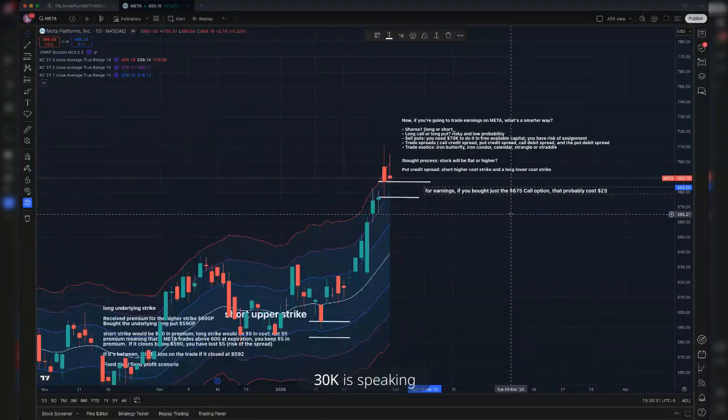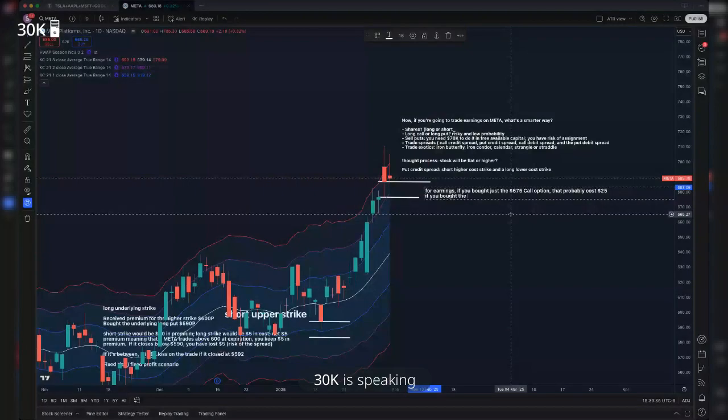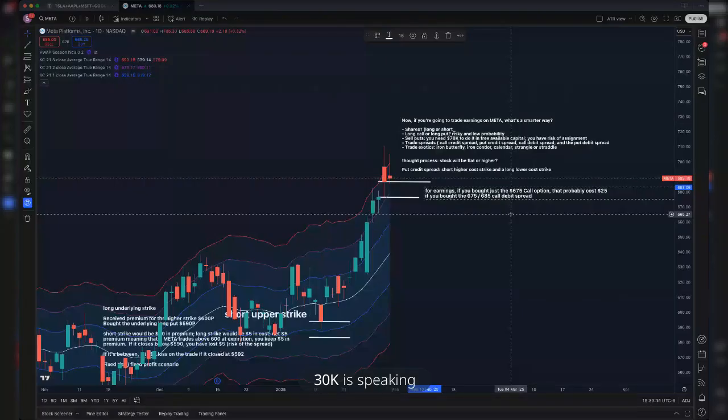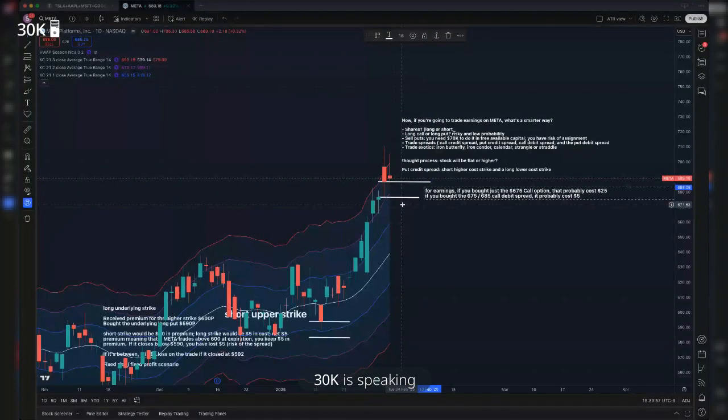If you bought the 675, 685 call debit spread, it probably cost $5, right? So in this case, you made a binary bet on the underlying moving.